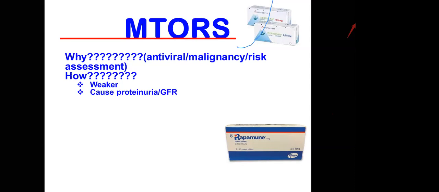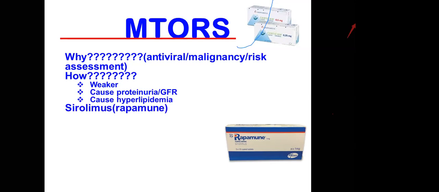So if you have a patient who needs to shift from CNI to mTORs, you should make sure that the patient has no rejection. So it's better to do a biopsy. You should do a 24-hour urine protein, you should calculate GFR, and you should do a lipid profile because it's associated with hyperlipidemia. If the patient has proteinuria more than 800 or GFR below 30, and the patient has severe hyperlipidemia, it's mostly better not to use these drugs.